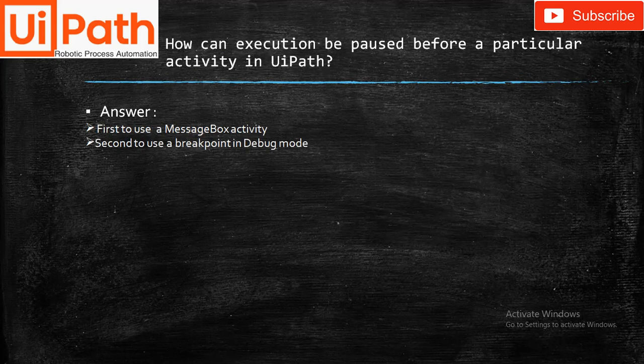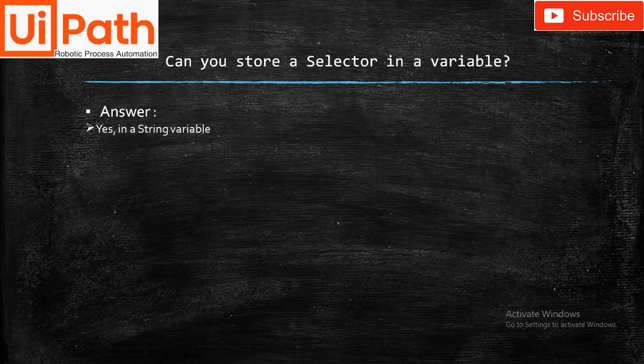How can execution be paused before a particular activity in UiPath? First, use the message box activity, and second, use a breakpoint in debug mode. Can you store a selector in a variable? Yes, in a string variable we can store our selectors.